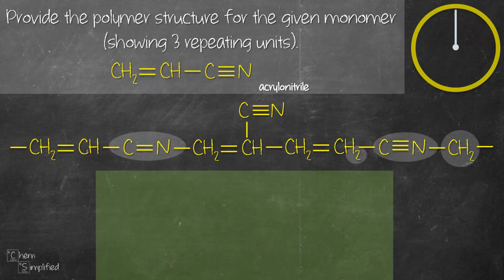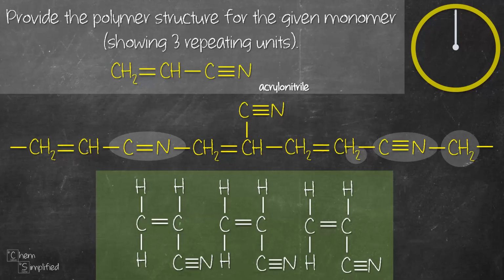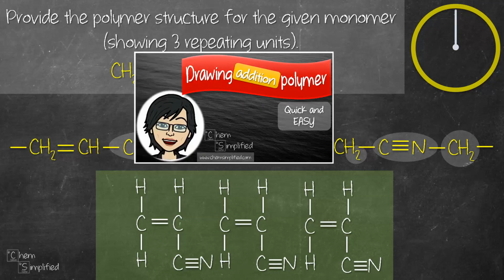Since the question asks for 3 repeating units, we're going to draw 3 of these monomers right next to each other. Notice how I draw the monomer. A trick to getting the correct structure for addition polymer is that when you draw your monomer, you need to make sure that you draw the skeletal structure correctly. If you're interested in the basics of drawing addition polymer, I'll place the link to the video here.